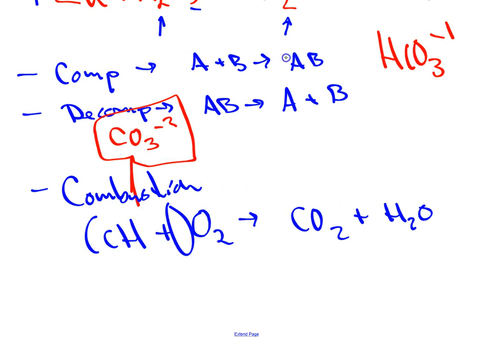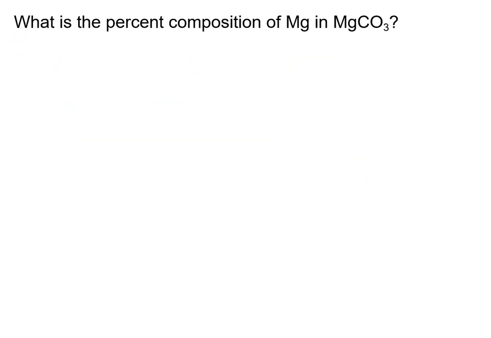A plus B goes to AB. Decomp. AB goes to A plus B, and remember, it'll be a metallic carbonate. And then combustions. There will be a number here, a number there, and then you're off to the races. Good. I like that. Okay.